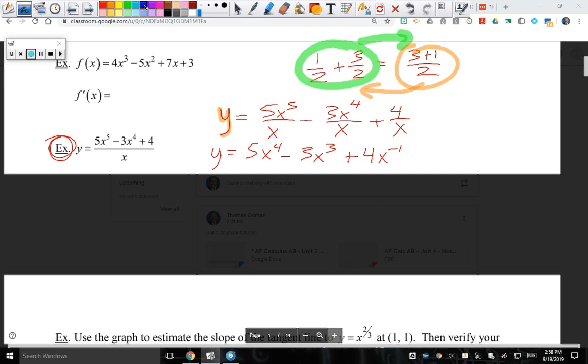Okay? So, Taylor, what would be the power rule of this first piece here? 20x what? Yep, 20x cubed. All right, Matthew, what's the next one? Negative 9x squared. Perfect, negative 9x squared. Jordy, what's the last one? Okay. Minus 4x to the power of negative 2.